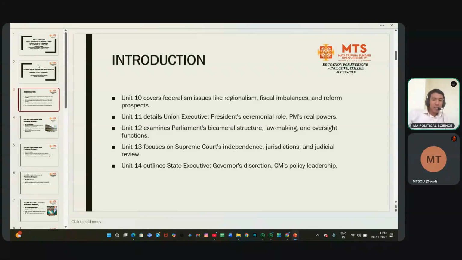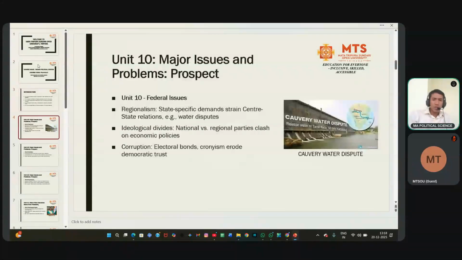In Unit 13 we will be studying the Supreme Court, independent jurisdiction, and judicial review. What is the Supreme Court's role? What is its jurisdiction? We'll be discussing all that in Unit 13. In Unit 14, we have the state executive, the governor's power and chief minister's policy. These things combine and make the Indian political system, so that is why it is required to study them. So what are the major issues?